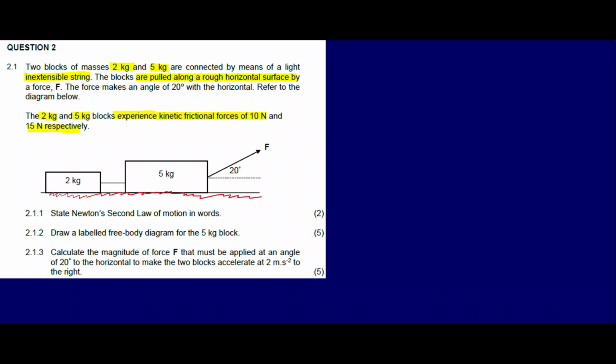respectively. So what this means is that you would imagine Fk for the 2 kg block to be 10 newtons, and then the Fk for this one to be 15 newtons. So that's what it means. This one corresponds to the 10, and this one corresponds to the 15, right? So I think that's perfectly fine. We will not have much stress with that.